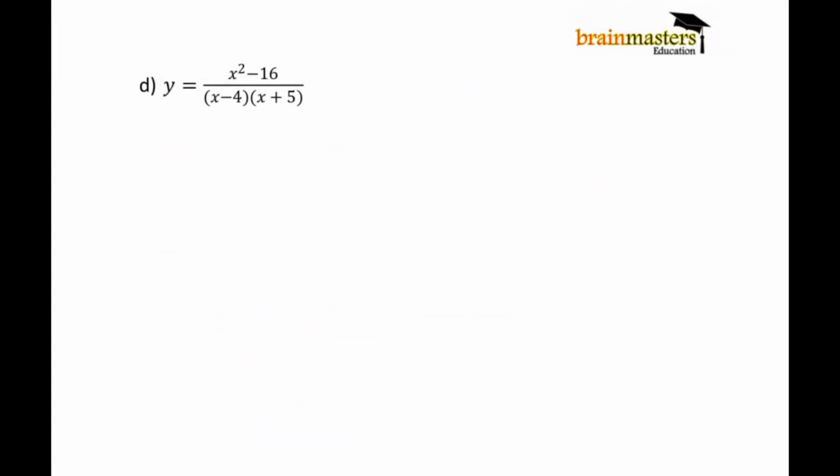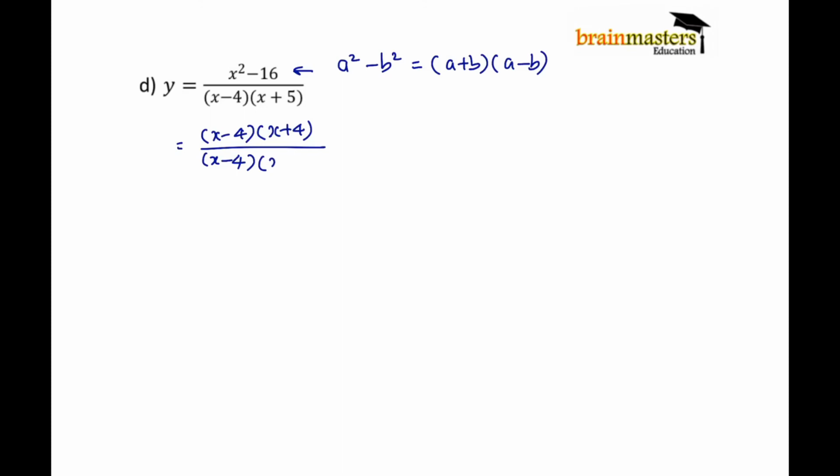Alright, down to our very last question. No one said anything about having a quotient rule with a product rule inside. Yes, in this case you need to do a little bit of simplifying. How? Your numerator, which is x squared minus 16, is the formula of a squared minus b squared. In algebra, this will be a plus b, a minus b. So hence I will change my y to x minus 4, x plus 4 over x minus 4, x plus 5. Hence this will be cancelled off.